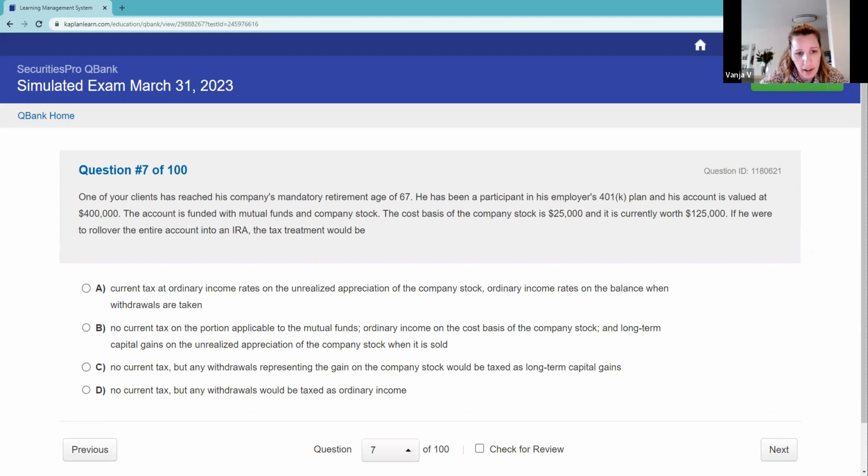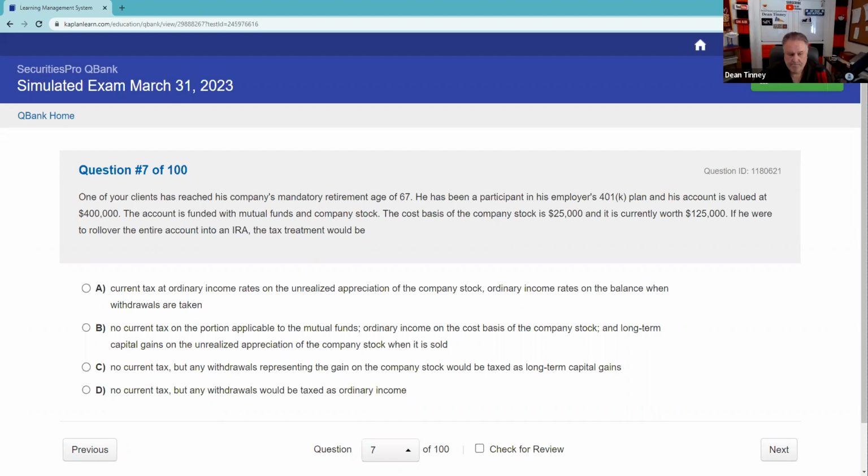Well, it's not taxed. I know that it's not taxed, but here, let's read it. Current tax at ordinary income rates on the unrealized appreciation of the company's stock, ordinary income tax on the balance when withdrawals are taken. He's not withdrawing anything. He's just rolling over. So there's no withdrawal. That's right. At the moment.